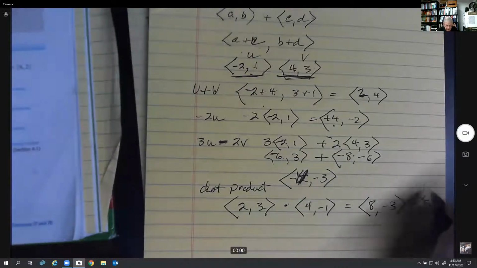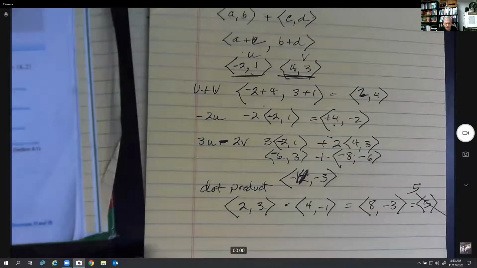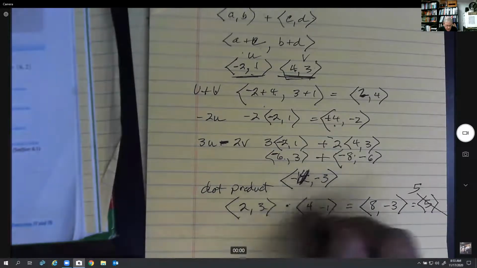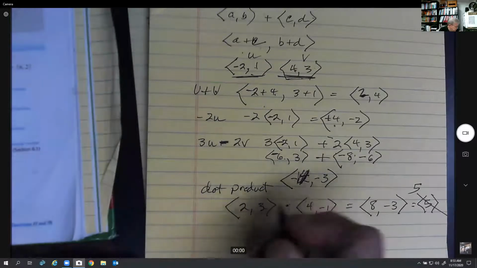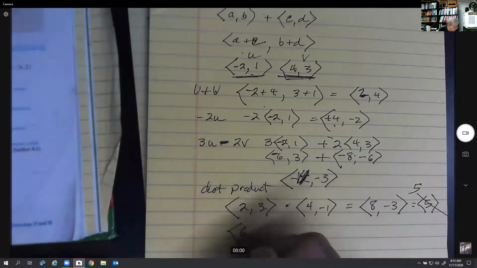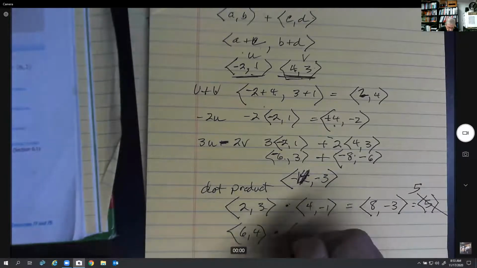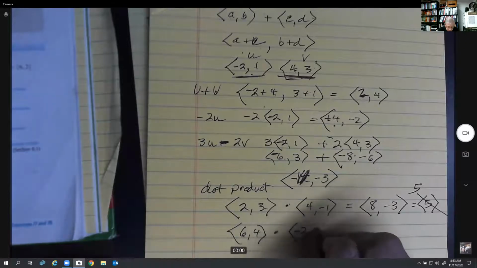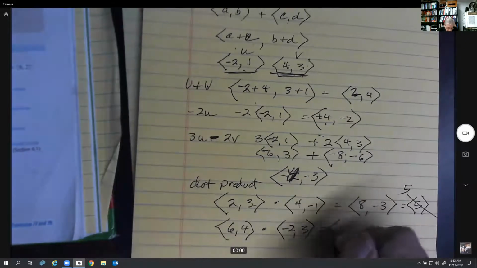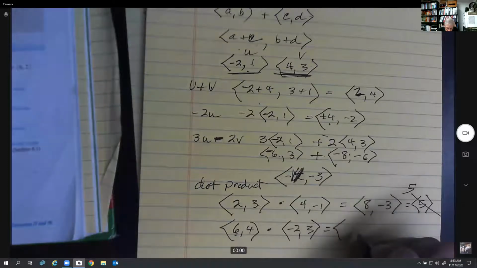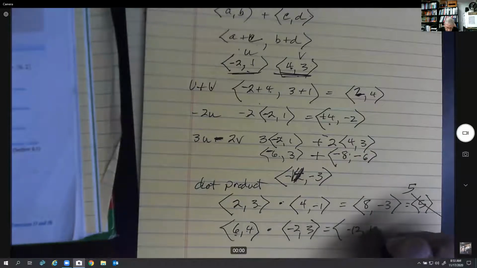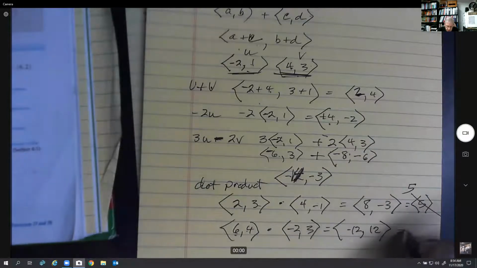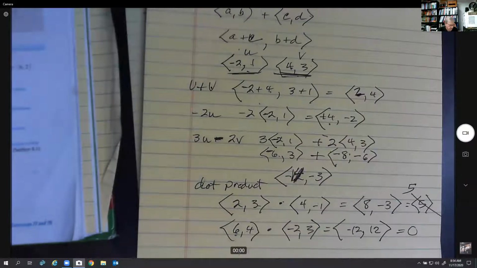You can just write it as 5. So the dot product of these two forces is 5. Try another one just to make sure. 6, 4 times -2, 3. Okay. 6 times -2 is -12, comma, 4 times 3 is +12. Add them together, nothing, 0.